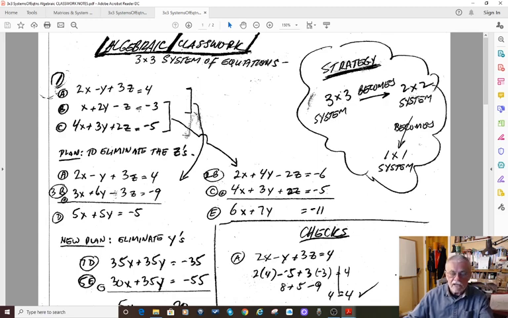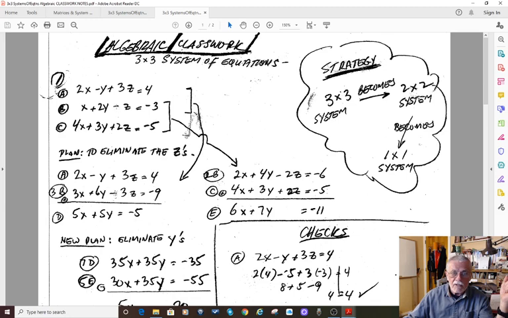Notice again, the x's have to be lined up, the y's have to be lined up, the z's have to be lined up, the constants on the outside have to be lined up, and the equal signs have to be lined up. So here's my equation A. Here's 3 times B. And now it's going to work out great. I can add these up and the z's will disappear. So I get 5x plus 5y equals -5. And that's from A and B.